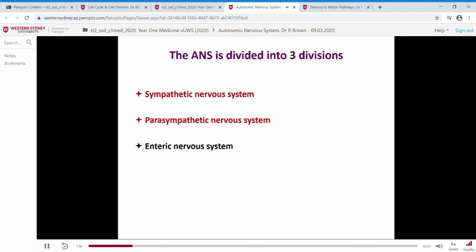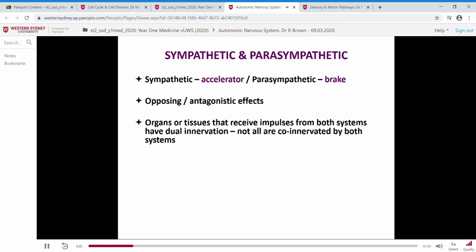So as we said, there's the three divisions. I'll only be talking about the sympathetic and the parasympathetic today, not the enteric. The sympathetic is the accelerator or the arousing side of the system, and the parasympathetic is the brake or the calming side of the system.